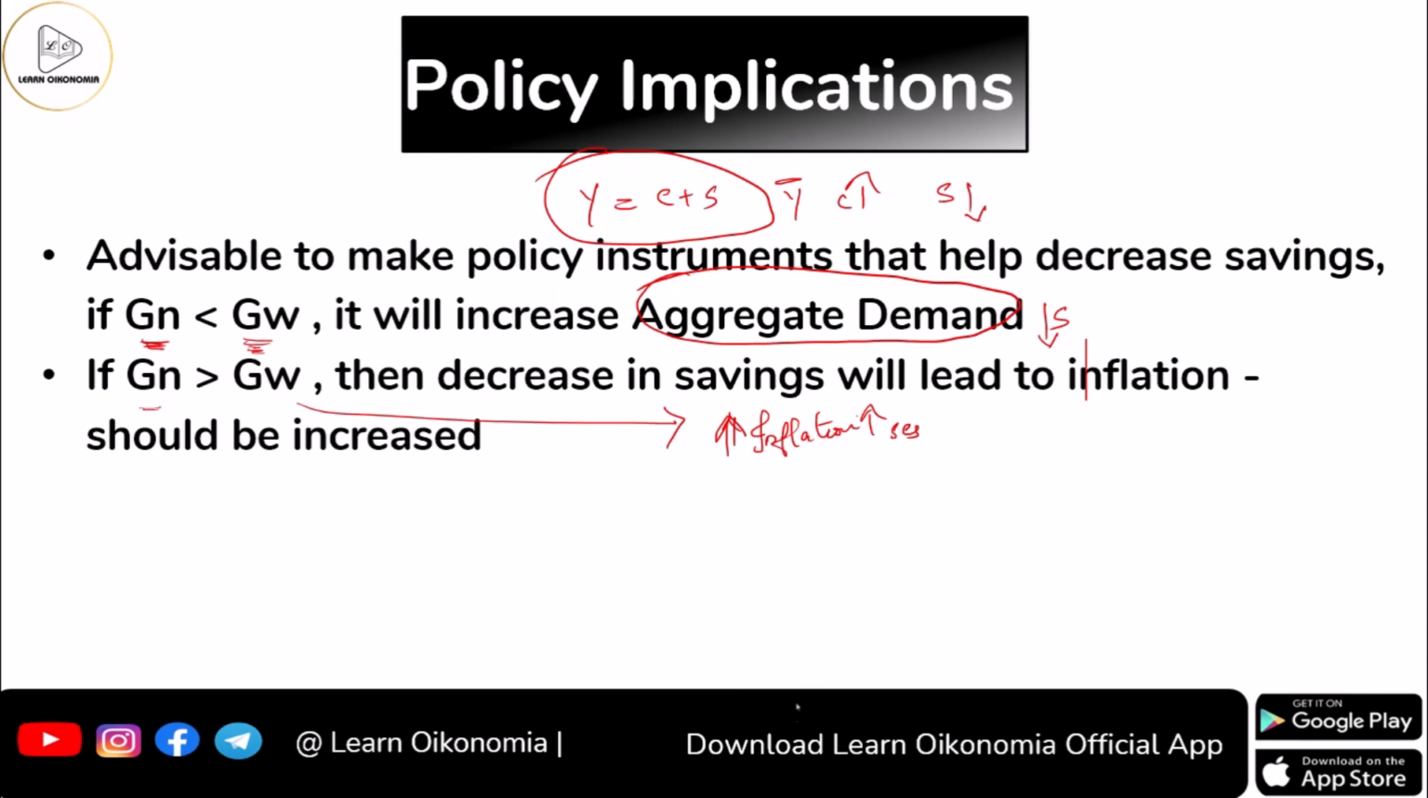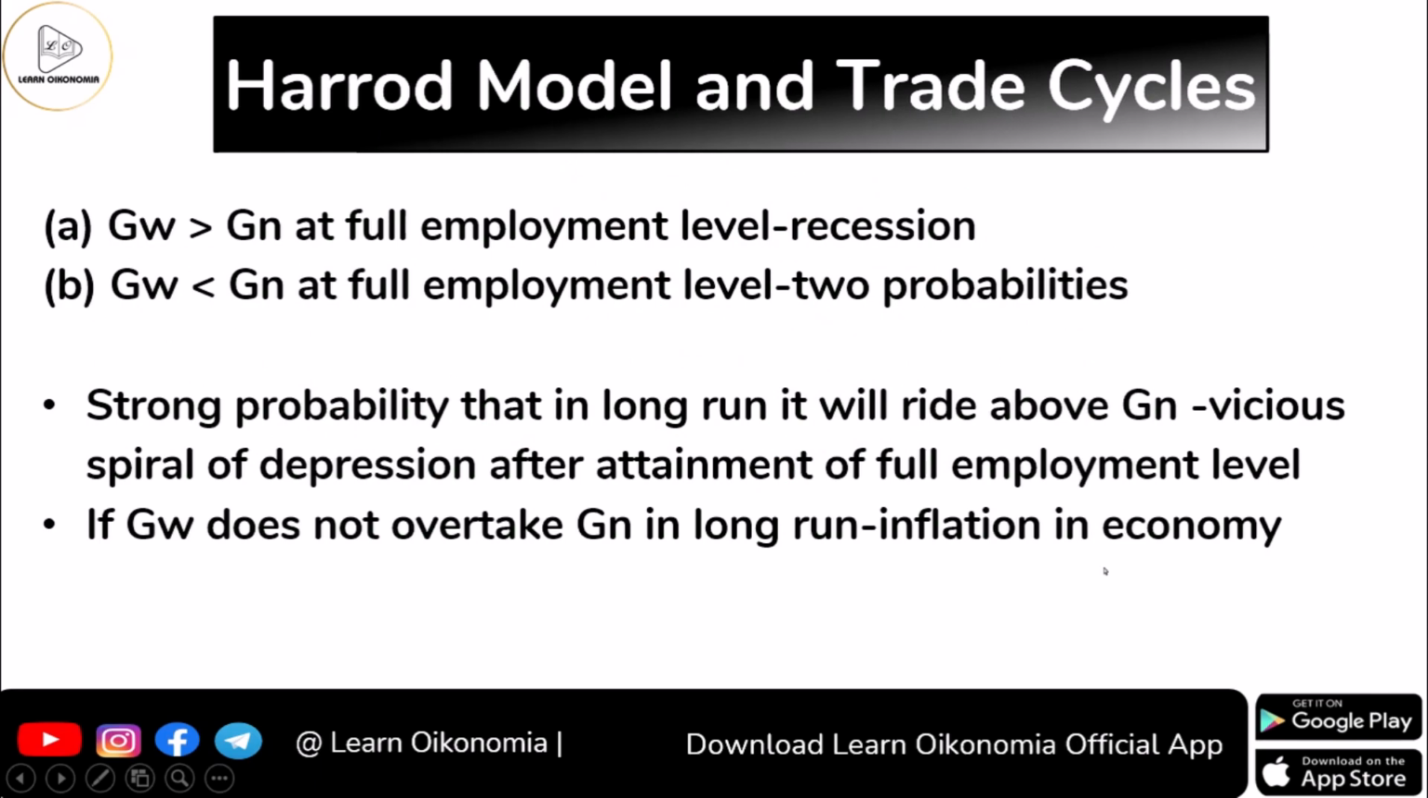Let's see further. Now, the Harrod model can also be used to explain the trade cycle. As per Harrod, whenever the warranted growth rate is more than the natural growth rate at a full employment level, this will be leading to a recessionary situation in the economy. The warranted is something that will be happening at the full employment level, and the natural is something that will be happening given your natural resources. So whenever the warranted is more, this will lead to recession.